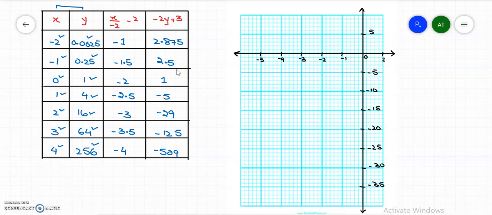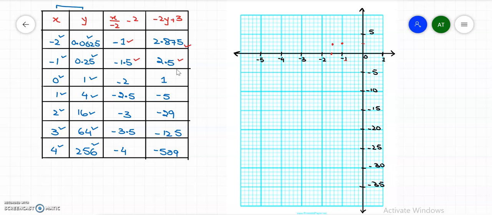Okay, let's plot the points onto the grid. The first point, x is -1 and y is 2.875. So x is -1 over here and y is 2.875. When x is -1.5, the y value is 2.5. So x is -1.5, which lies between -1 and -2, and the y value is 2.5.